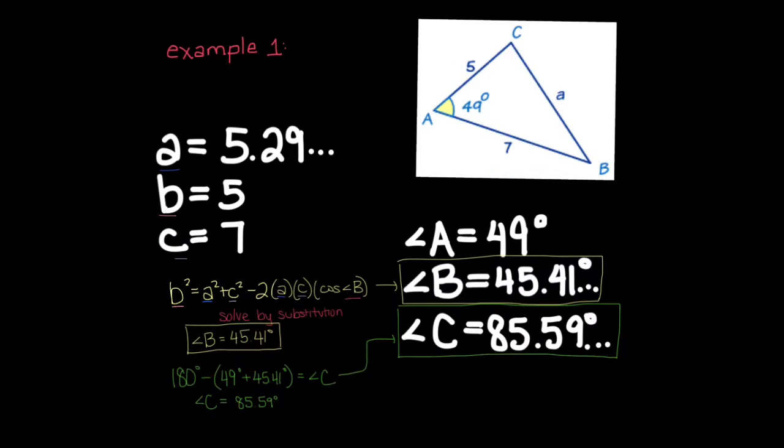Now that we have the side length of side A, we can use the law of cosines, as shown here, to find the measure of angle B. By plugging in the values of sides A, B, and C into the law of cosines, we find that angle B is 45.41 degrees. As we know, there are 180 degrees in a triangle. To find the value of angle C, we can subtract the values of angles A and B from 180 degrees. This shows us that angle C is 85.59 degrees.